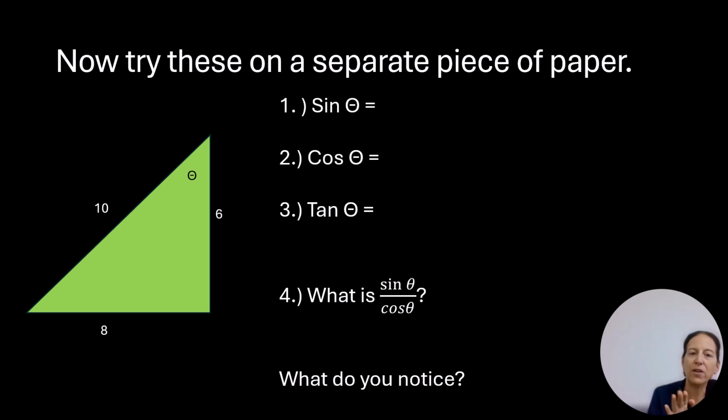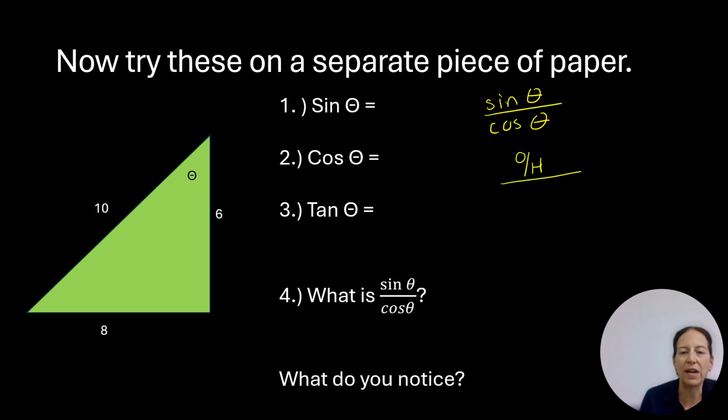All right, so I'm not going to go over those first three because if you need to, go and rewind the video and see how I did that on the previous slide. But I do want to take a look at this one. So sine of theta over cosine of theta. Sine of theta is the opposite over the hypotenuse, and the cosine of theta is the adjacent over the hypotenuse, whatever those numbers are.